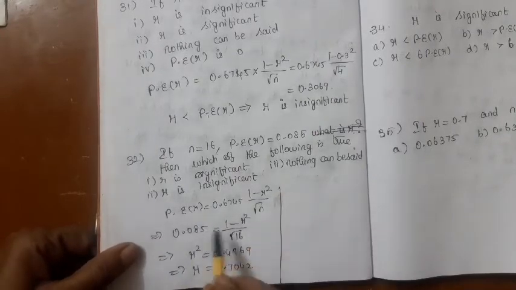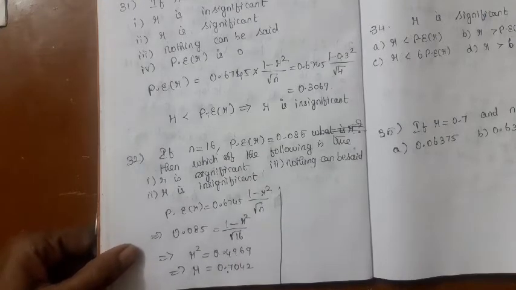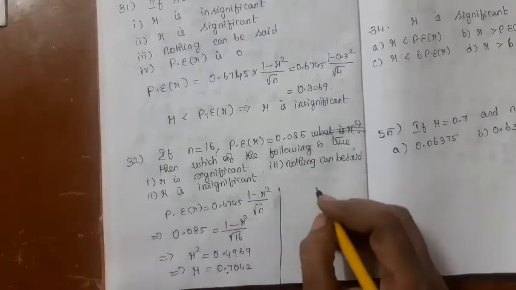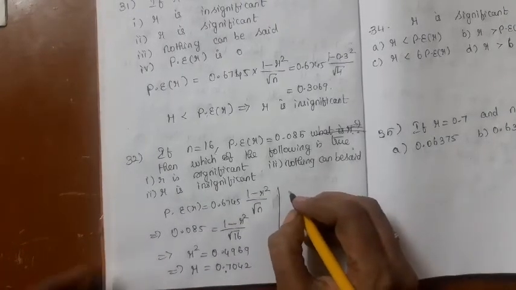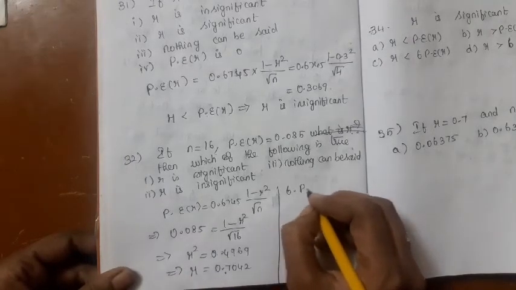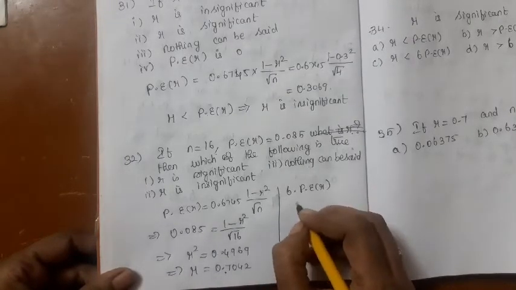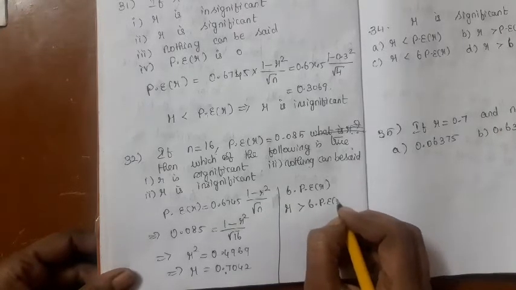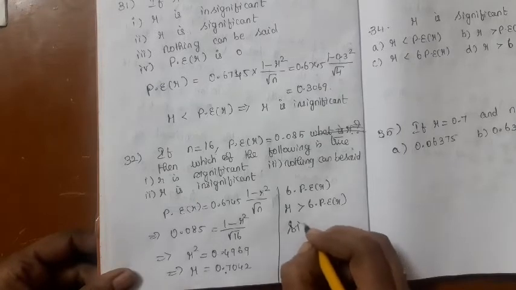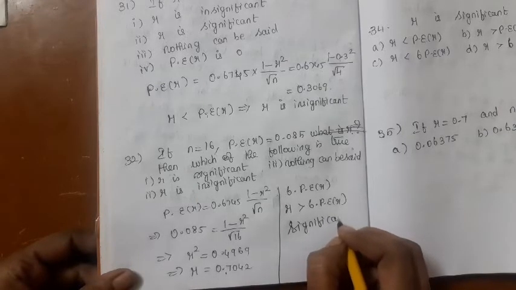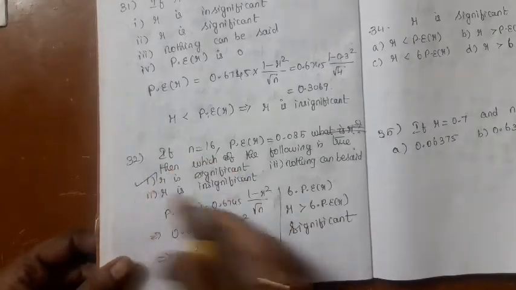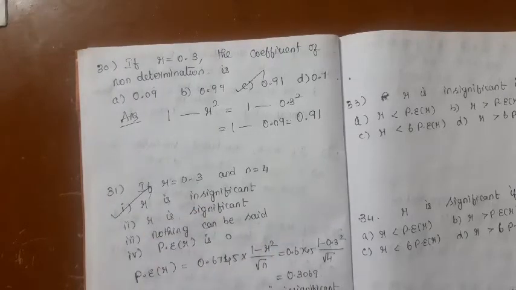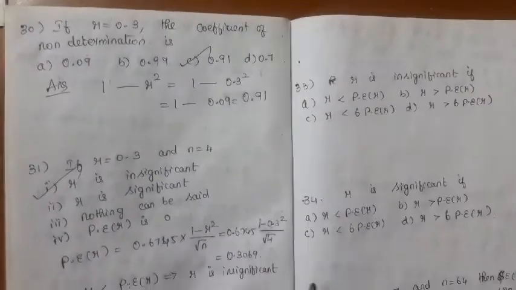Now, is this R less than probable error of R? No, right? So you cannot say that R is insignificant. But when you calculate 6 times probable error of R, this R is greater than 6 times probable error of R. So you can say that R is significant. Okay, R is significant. Option 1 is the right answer. And for the previous question again, R is insignificant. Option 1 is the right answer.